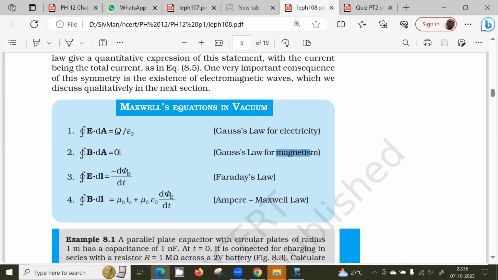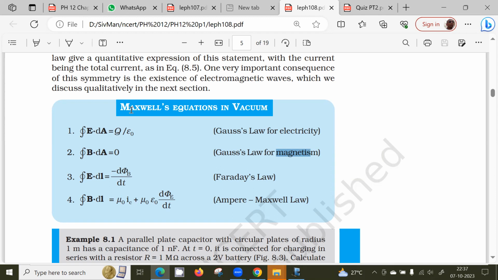I cannot separate north and south. But in an electric field, with electric charge, I can separate plus Q and minus Q. I can keep plus Q inside and minus Q outside. In that case, Q in is plus Q. Or I can keep minus Q inside and plus Q outside. In that case, Q in is a negative charge.